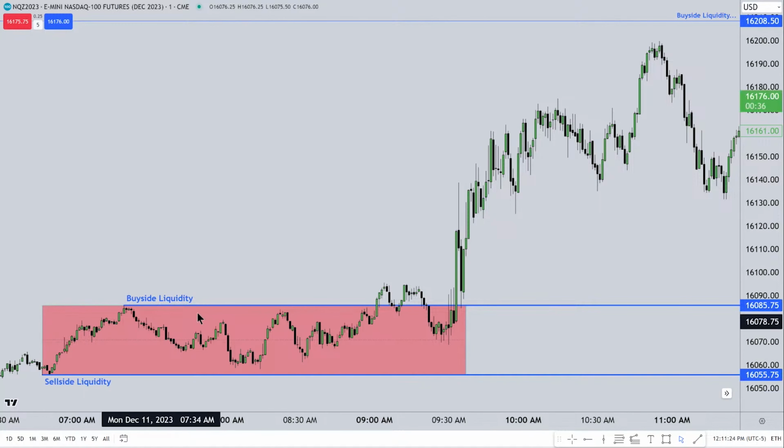My son was asking, while it's going like this, what do we look for? What's the draw on liquidity? Where do we look to see price going? Where is it likely to go next?